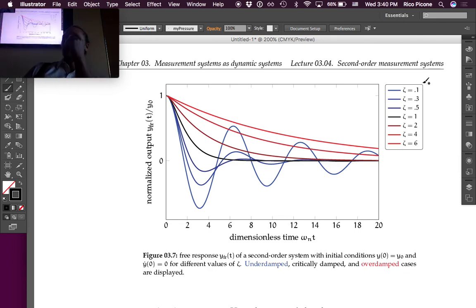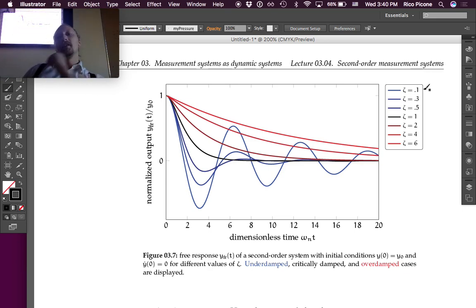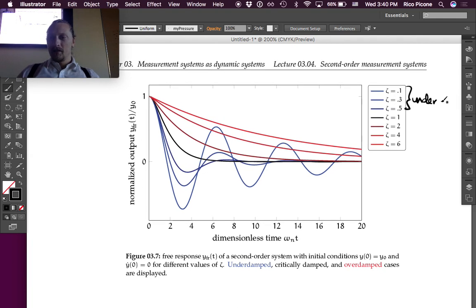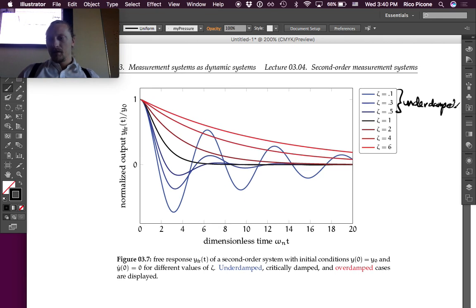What do we call that? Underdamped. So that's underdamped. What about 0.3? 0.5? Underdamped. So these are all underdamped. These correspond to the blue ones.